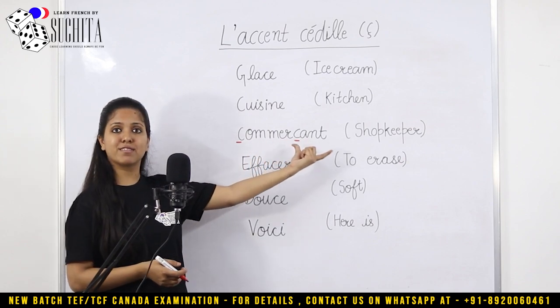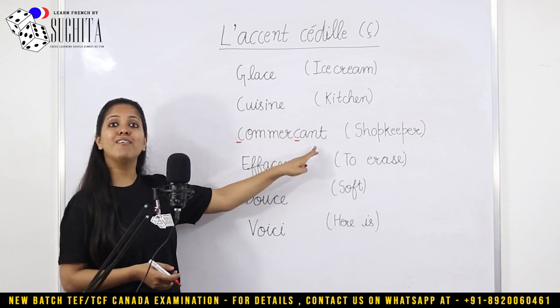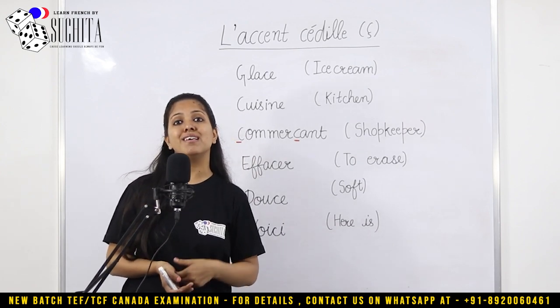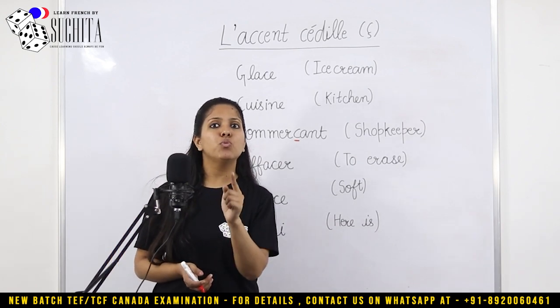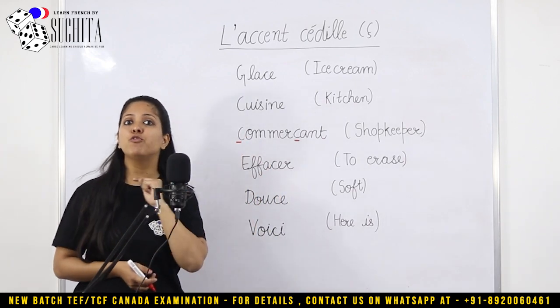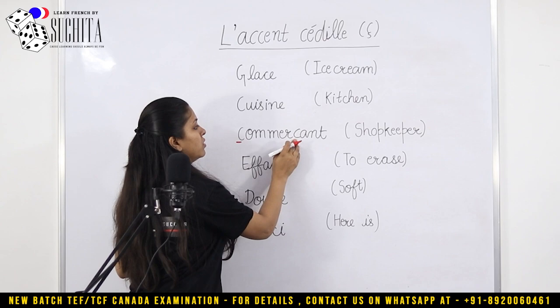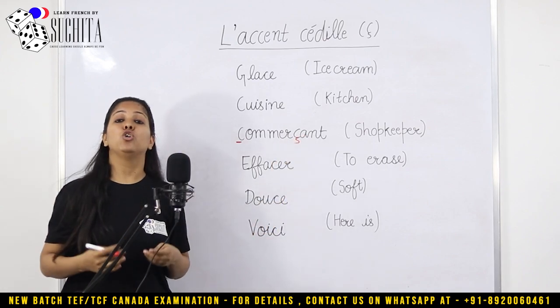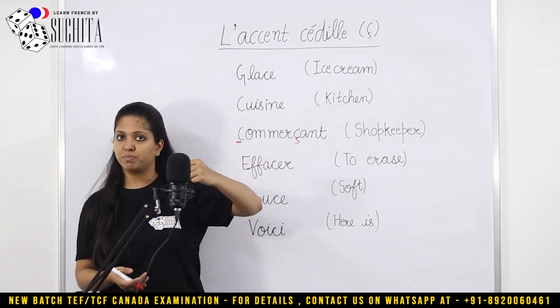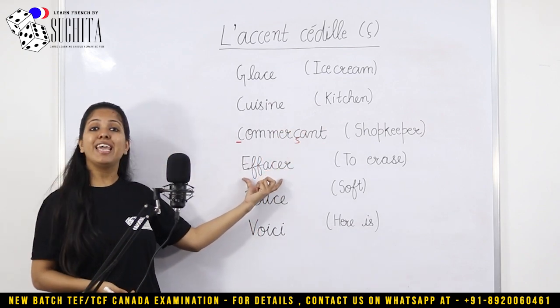Now here after C you have A. And if after C you have A, then the pronunciation of C is K. However, you don't want to say "commerkant". You want to say "commerçant". Therefore, you need to apply the accent, because you want to change the pronunciation from K to S. So it becomes "commerçant".